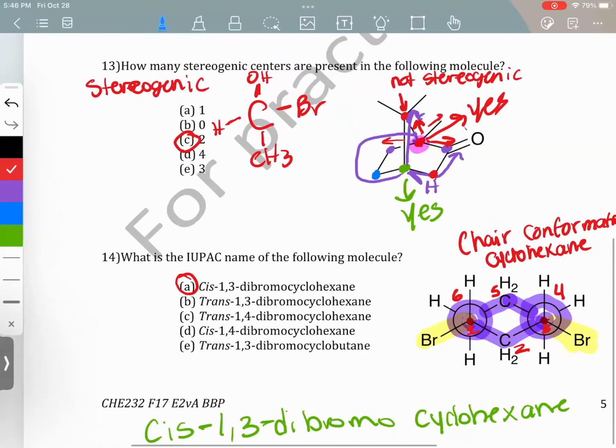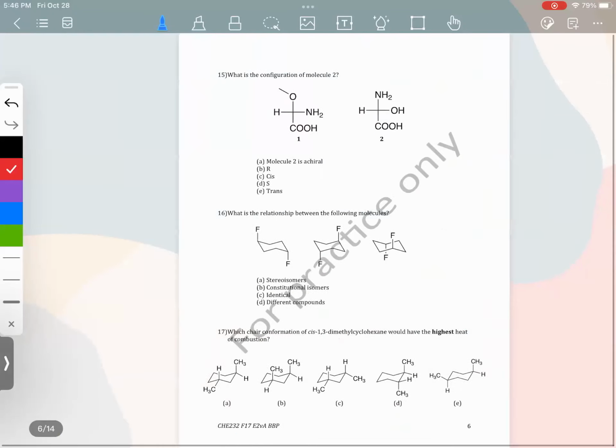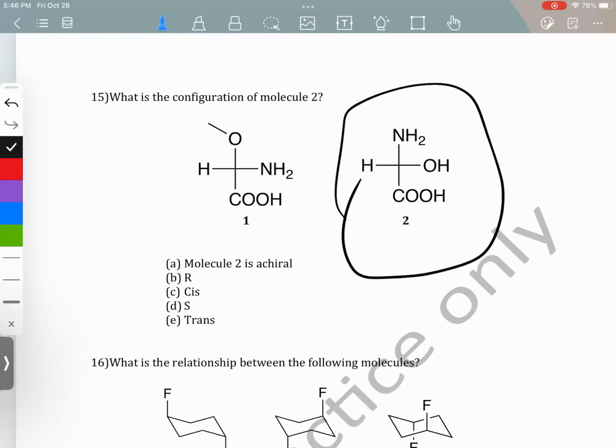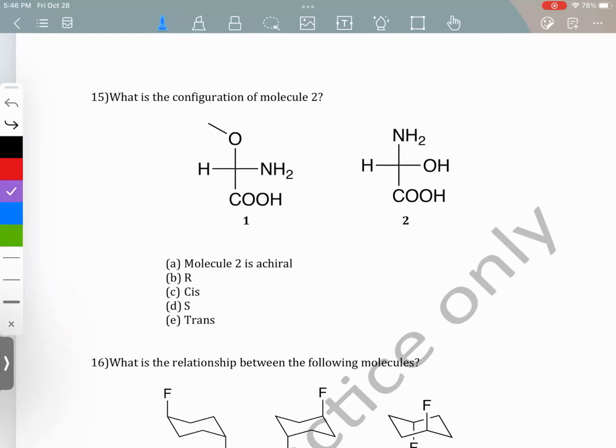All right. Let's go to the next question. Question 15. What is the configuration on molecule 2? So we're not paying attention to one, we're paying attention to this one. So we're looking for the configuration. What exactly are we looking for? Whether it's what? Stereogenic. Right, they're stereogenic carbons. So we're looking for the configuration. Is it R or is it S?